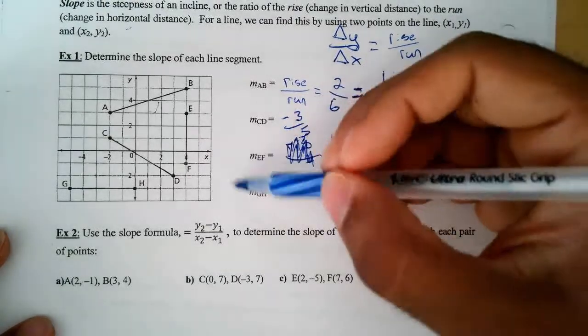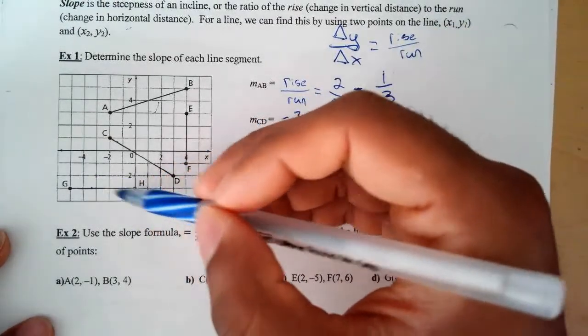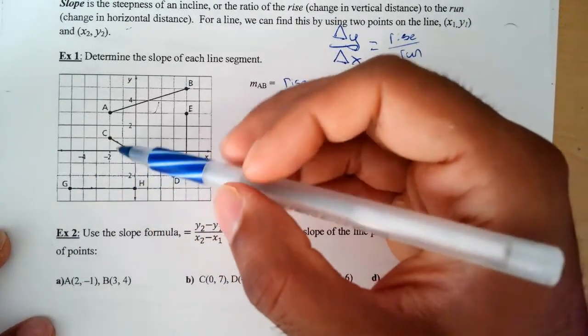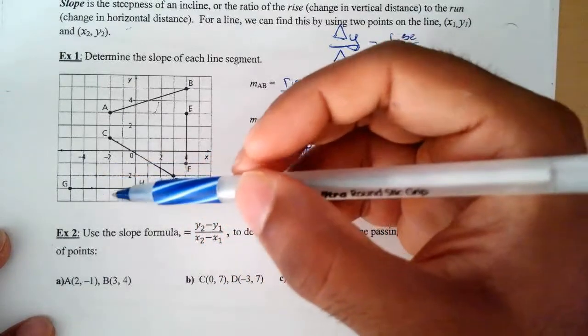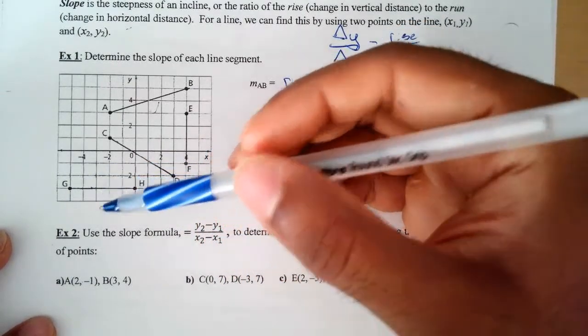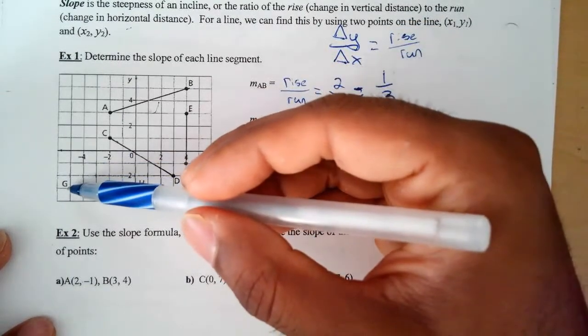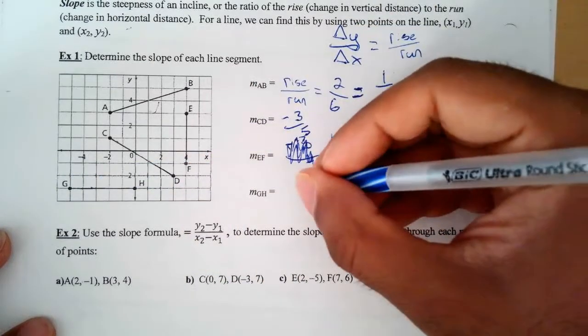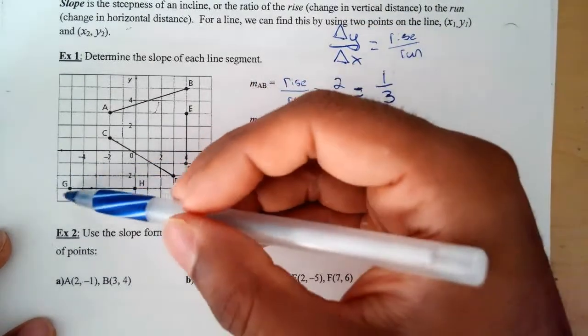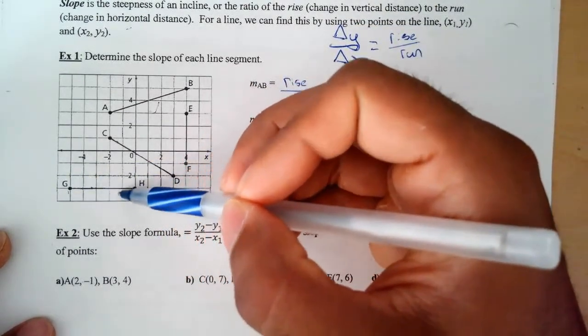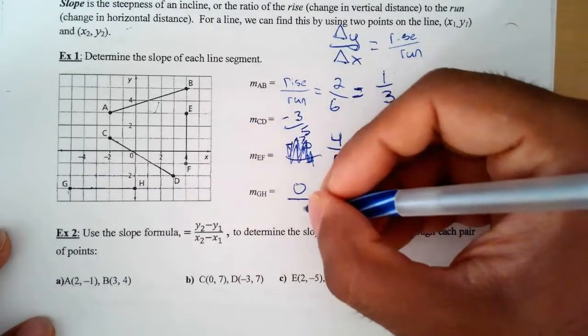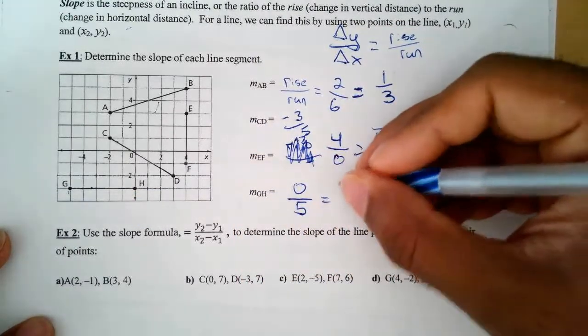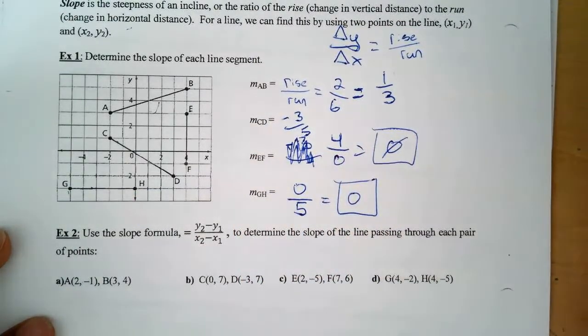Okay. GH, okay, we already know there's a flat slope. Remember the horizontal flat slope? You should already, right when you see this, you should know it's 0, but we'll just calculate it. So going rise and run up and down, it's not changing, so it's 0. Going left and right is 1, 2, 3, 4, 5, right? So this is 0. Okay, good.